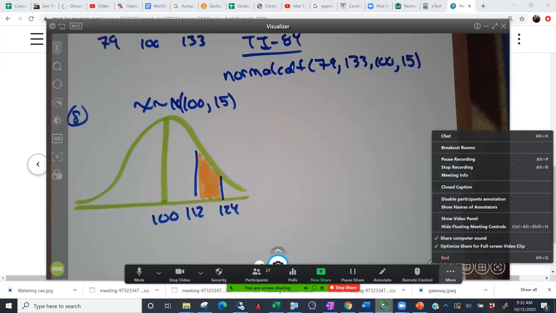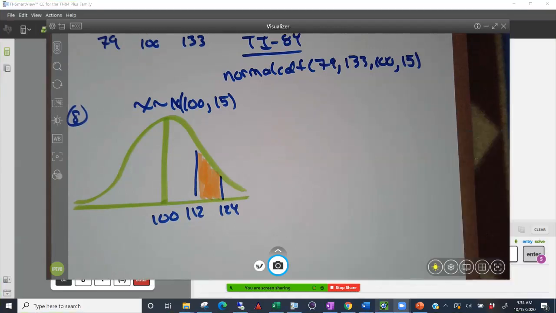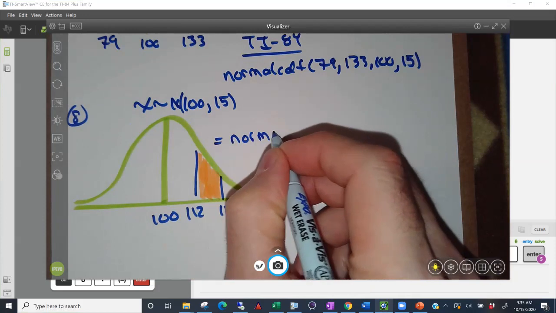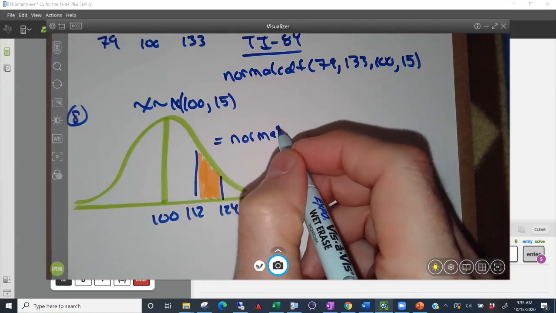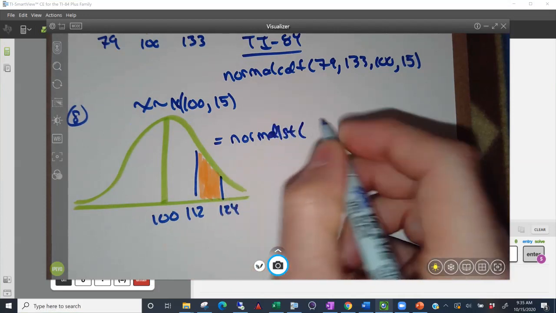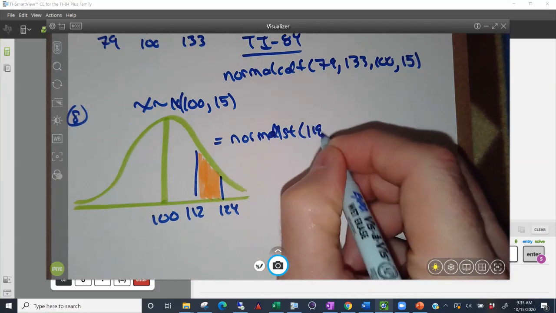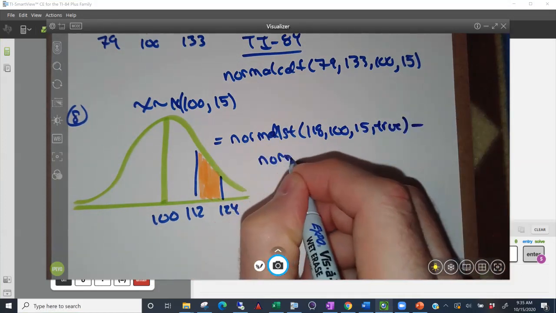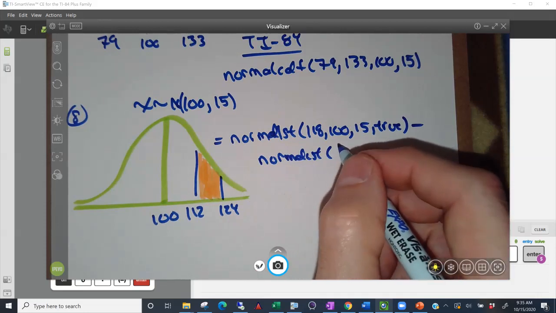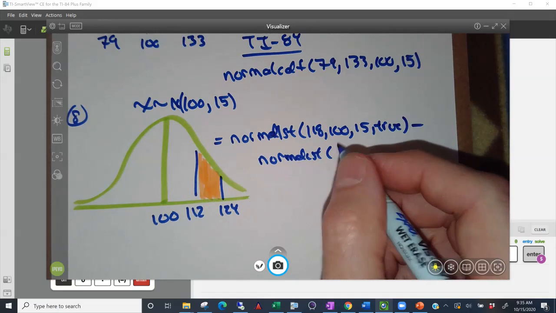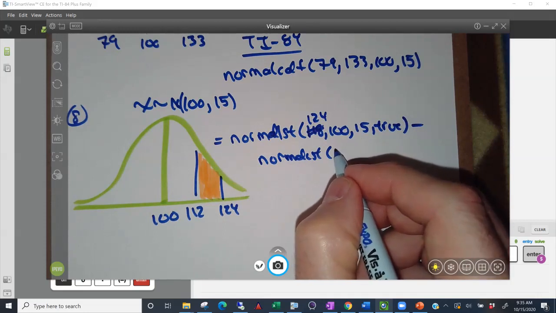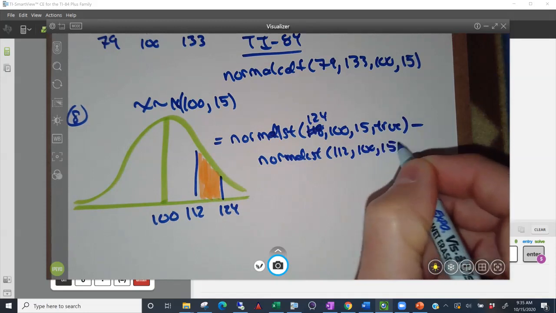Give you a couple seconds to work on that. Okay, so the commands to do this one would look like this. Norm distribution of 118, comma 100, comma 15, comma true, minus norm distribution of, actually, you know what? I wrote the wrong number here, didn't I? This should be 124. There you go. Norm distribution of 112, comma 100, comma 15, comma true.